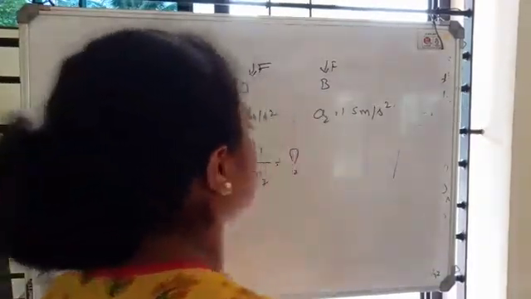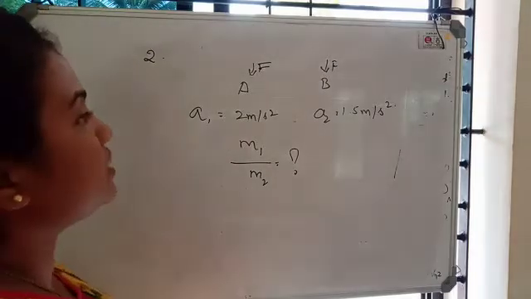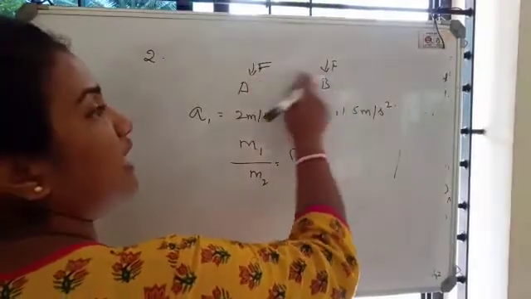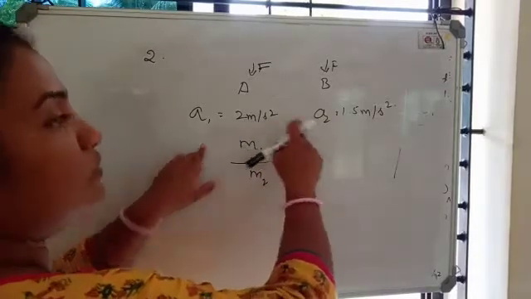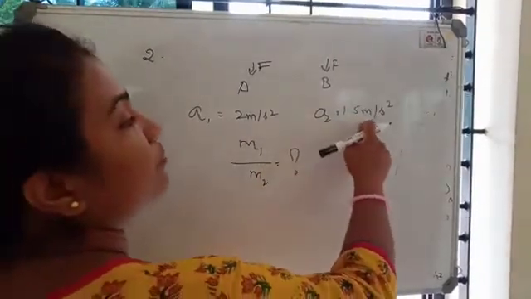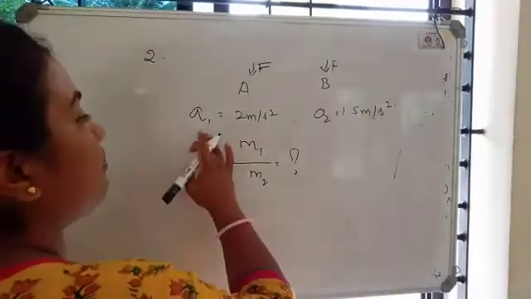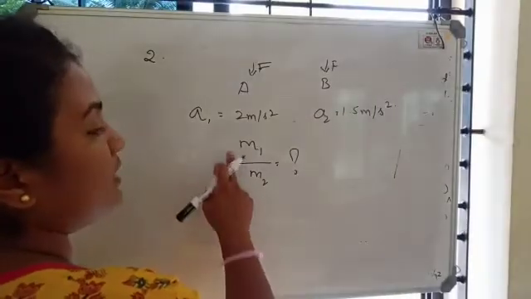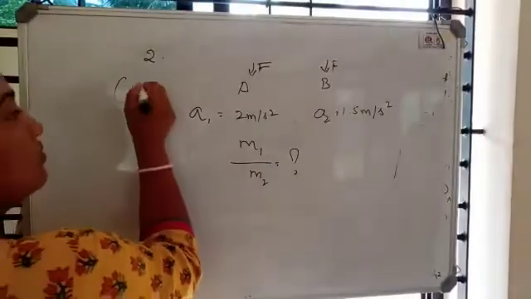This is the question. So what is given? The question says there are two bodies on which the same amount of force is applied. The first one is accelerating with 2 meters per second square and the second one with 1.5 meters per second square. As there are two different values, we represent them by a1 and a2. What is asked, what to find out, is m1 by m2. You have to find out the ratio. So this is the given section.